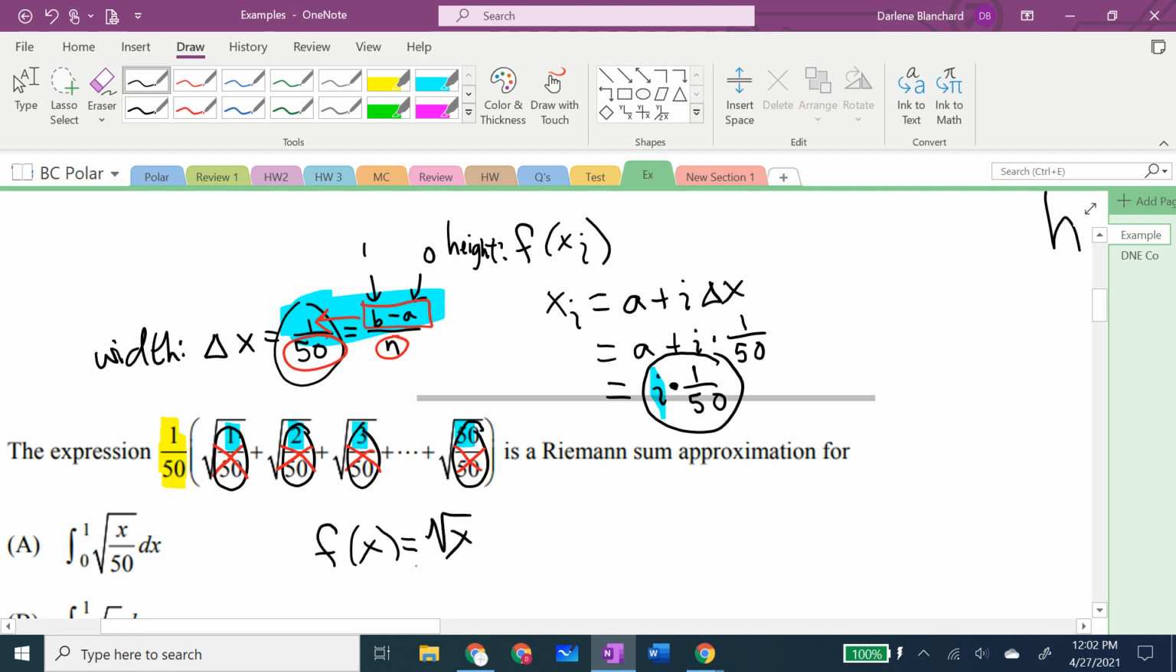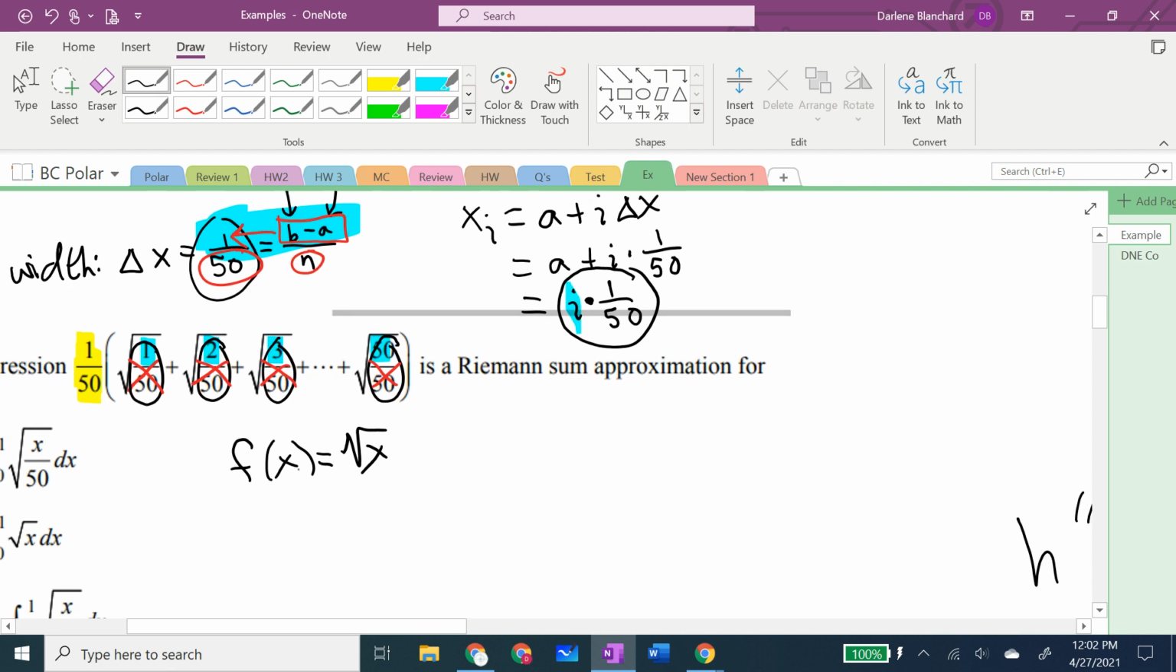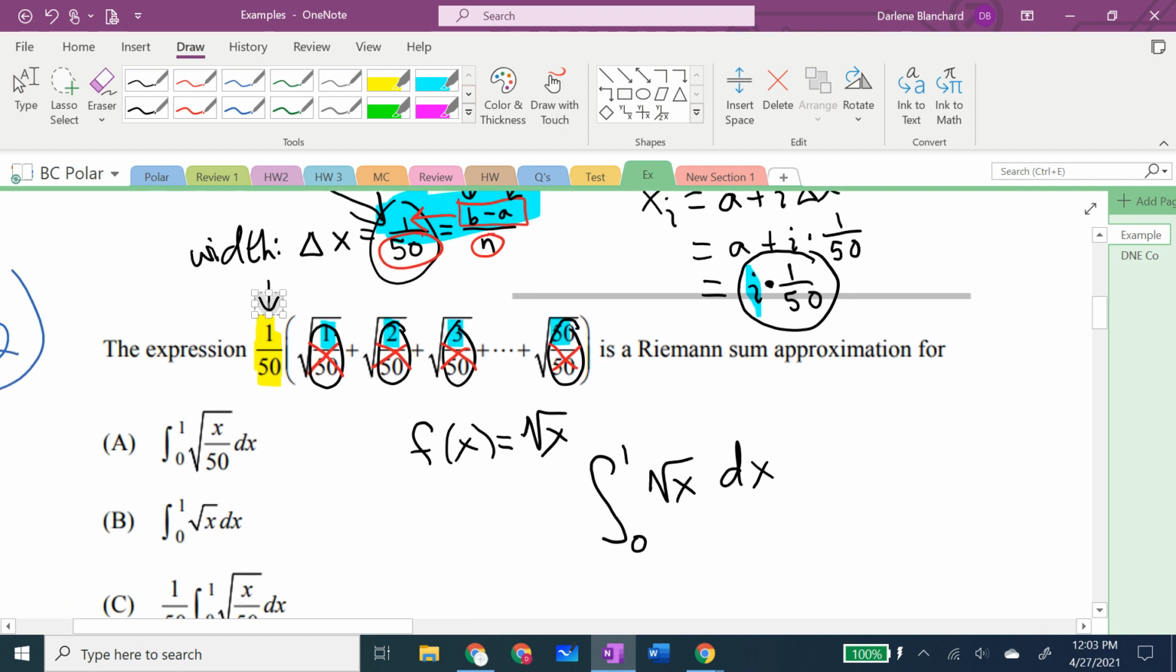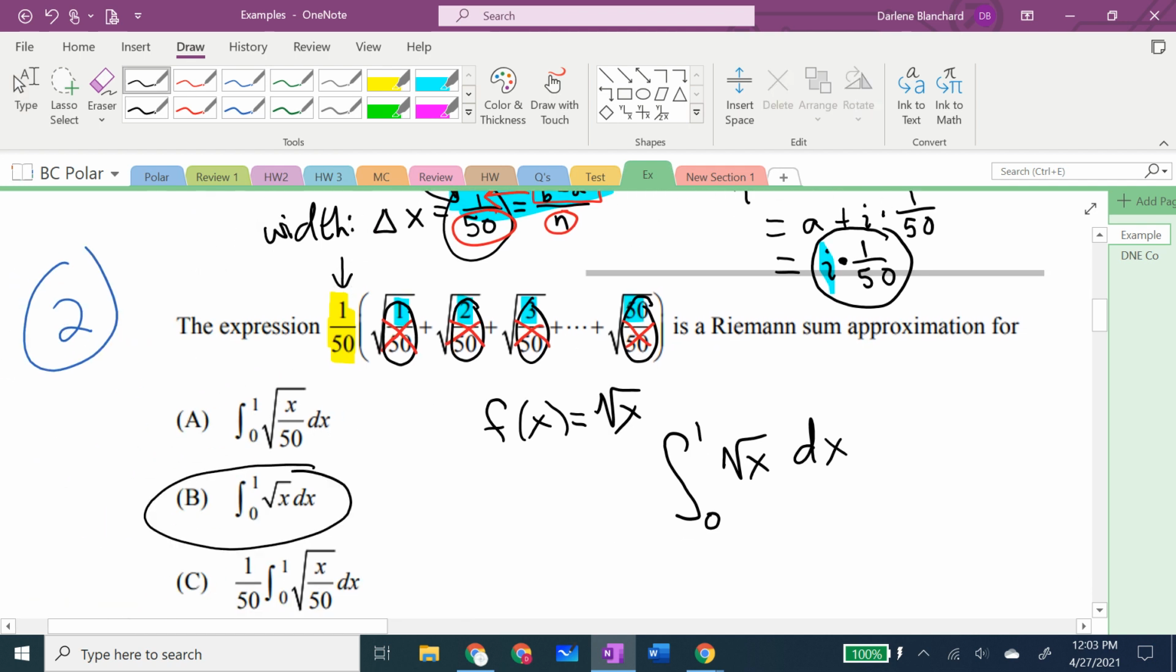It's the square root of x. And so that's technically f of x sub i, but when I make my integral going from 0 to 1, f of x, and then just a little old dx, because this formula you're going to see in the sigma format, but you only get to see dx when it's in integration shorthand writing. And that makes B the correct answer.